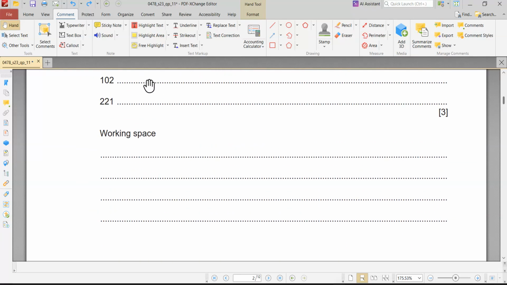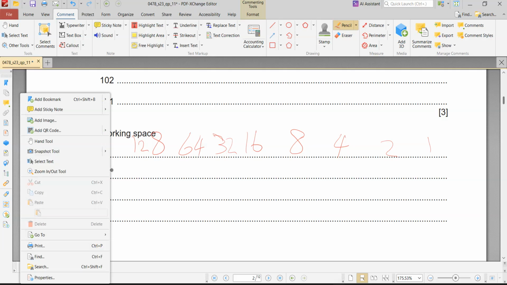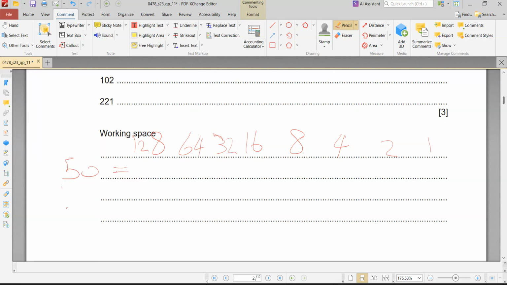I'm going to go down here and write. First I'm going to write down the numbers that I need: 1, 2, 4, 8, 16, 32, 64, and 128. I'm going to put the 50 here, and the 102 here, and the 201 here.